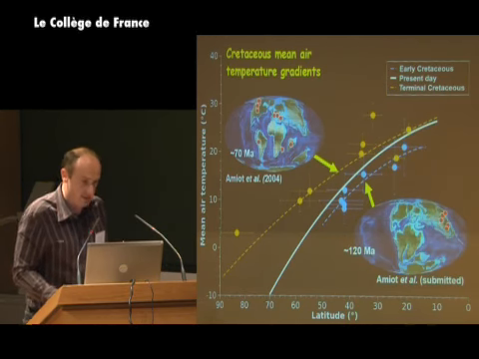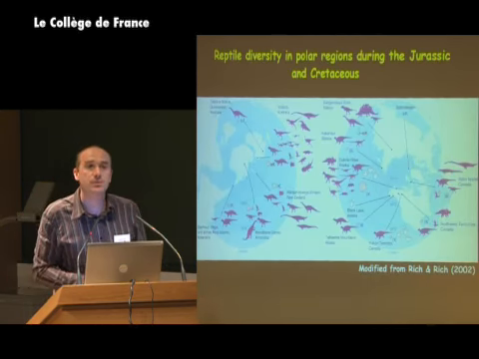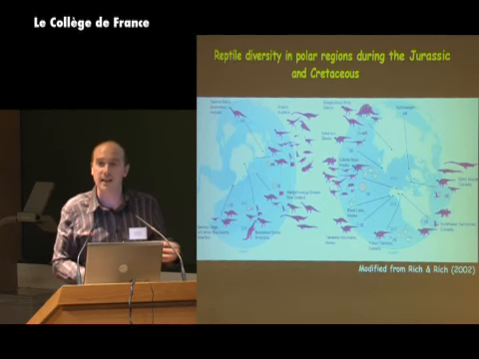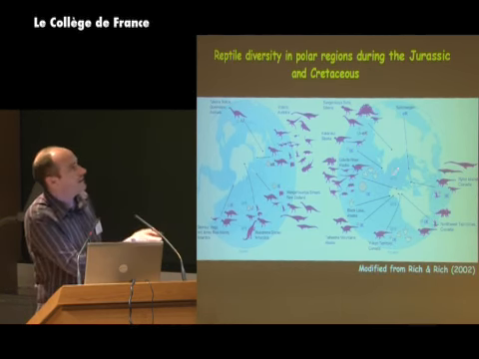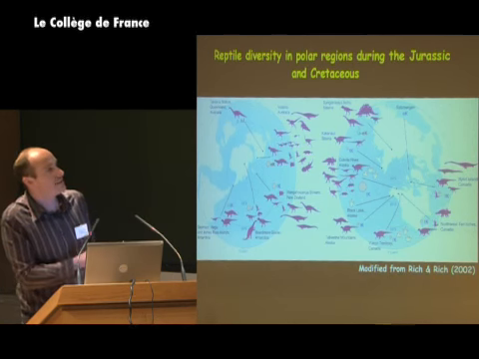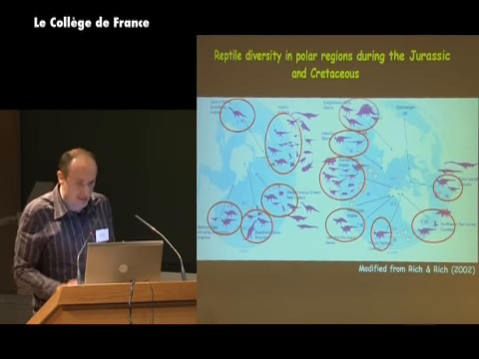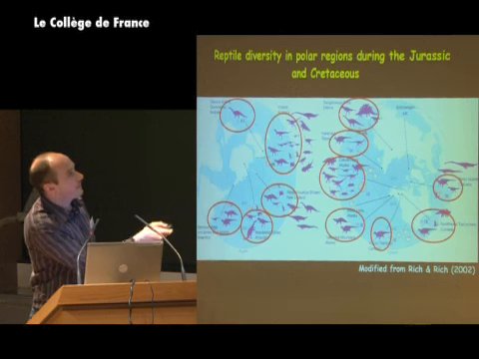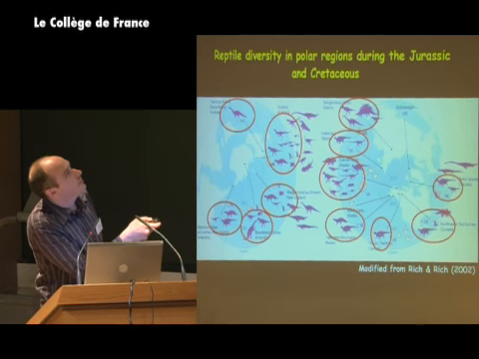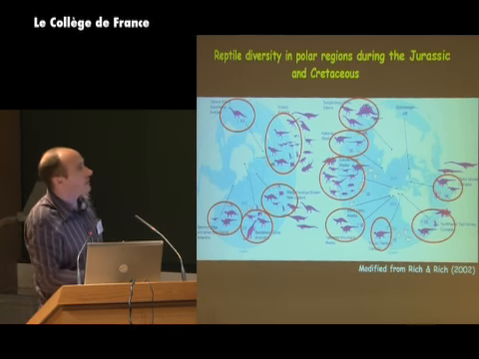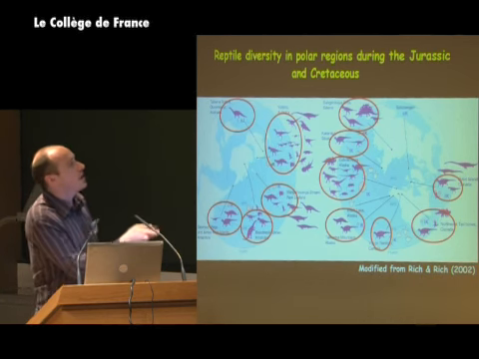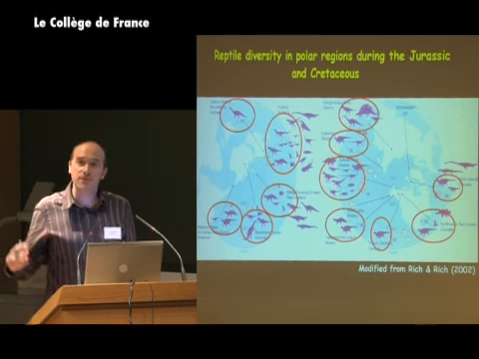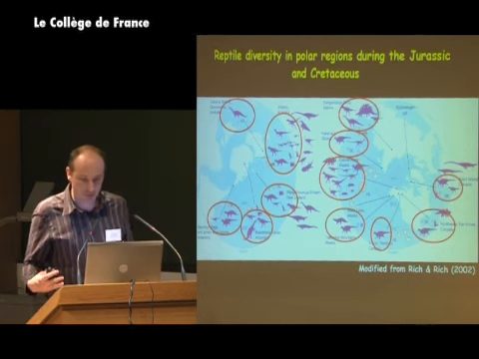So if we look at the distribution of vertebrate taxa at high latitude, here you have this representation that was published in Science in 2002. You can see that among mammals, birds, pterosaurs, and very, very few reptiles, you have a very huge diversity of dinosaurs.